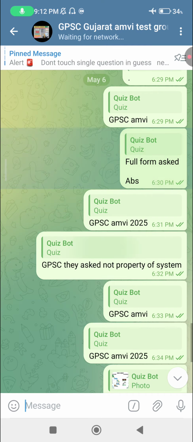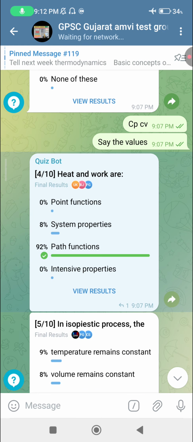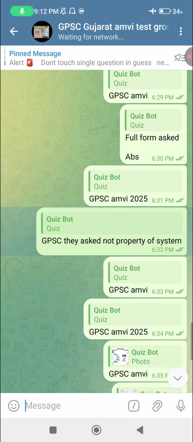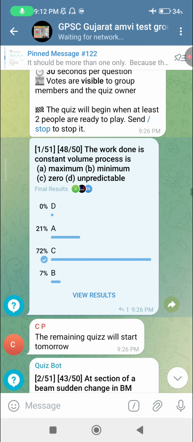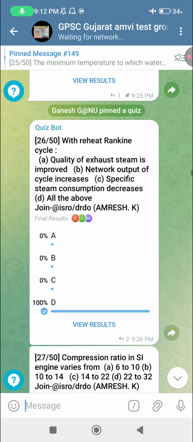Full form of ABC is asked. Then change in entropy is 0 for a reversible adiabatic process. Then heat and work are path functions. There the question asked for the property, not a path function, so heat is the correct answer in that question. Then work done for constant volume processes is nothing but 0. Then the reheat Rankine cycle, what happens? Two questions come from the Rankine cycle.